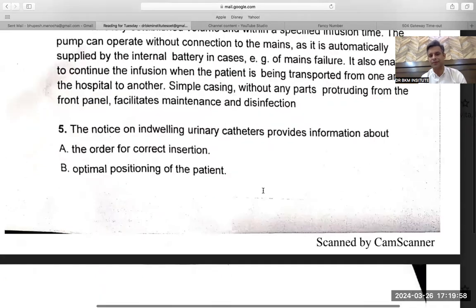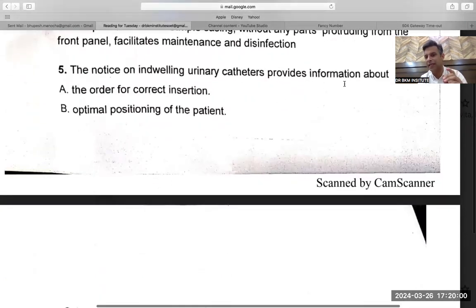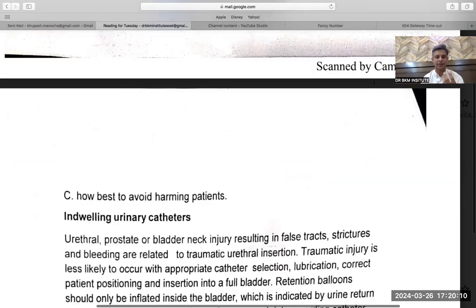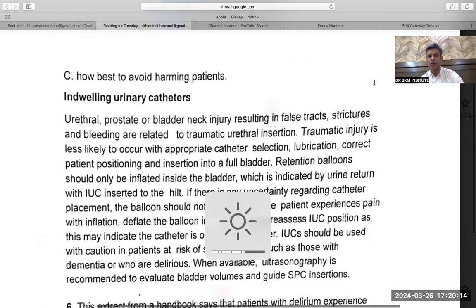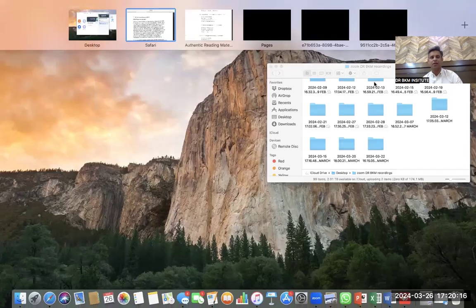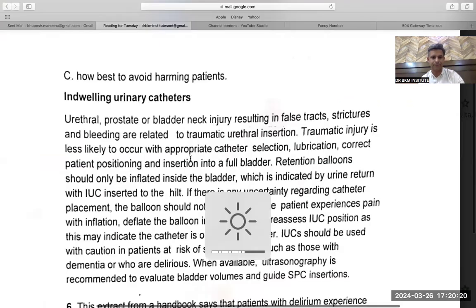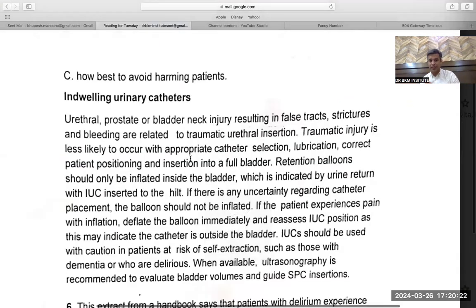Question number 5. The nature of the indwelling catheters provide information about the notice on the indwelling catheter. So they are talking about the catheter. They are talking about what information it provides. Okay. Indwelling catheters or the urinary catheters. Sorry, just a second. Yeah. Indwelling urinary catheters.